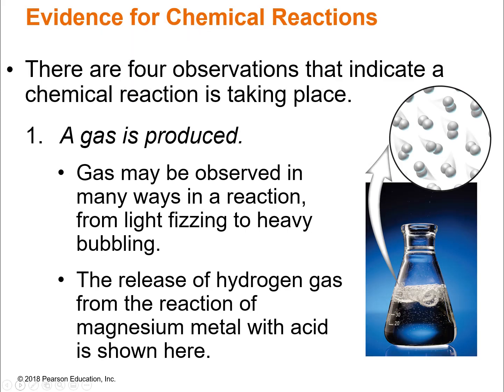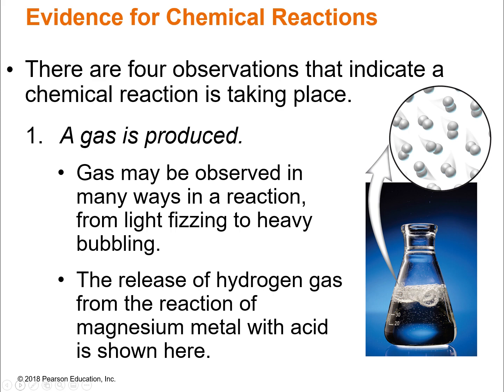Okay, we're going to start with the evidence for chemical reactions, which we talked about a little bit in chapter 3 when we were talking about chemical changes and chemical properties. I'll review them quickly here, and then we can do some practice. So the 4 observations that indicate a chemical reaction is taking place. You don't have to see all 4, you just need one.